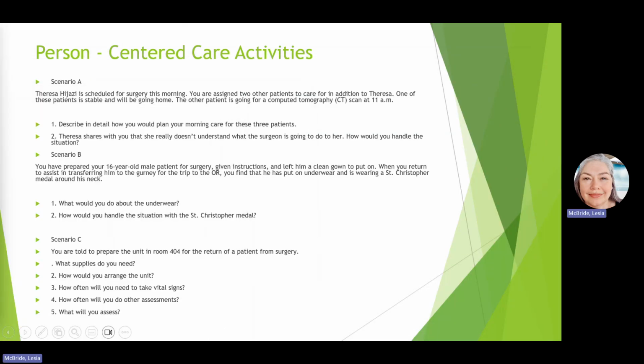Person-centered care activities. Here's scenario A. Make sure you read through this, look at it, to make sure you understand. These are the type of questions you're going to get on the NCLEX now. You're going to get a case study. You're going to get some selections. You're going to need to make a decision. You're going to have to use your critical thinking.